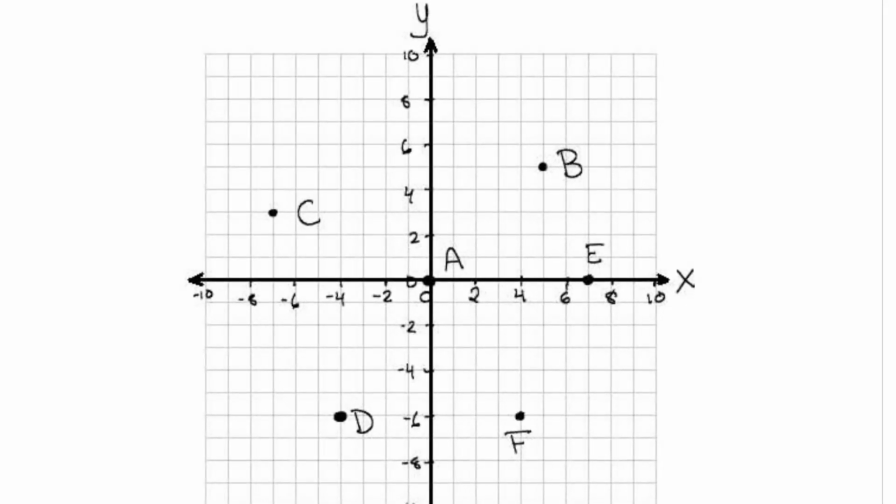Here's a graph. We have the x-axis and the y-axis labeled. We can see our scale on the x and the y-axis. It is the same scale. It doesn't have to be the same scale on x and y. It has to be to scale within the same axis, but not between the different axes. They can be of different scales. We have a number of points, A, B, C, D, E, and F.